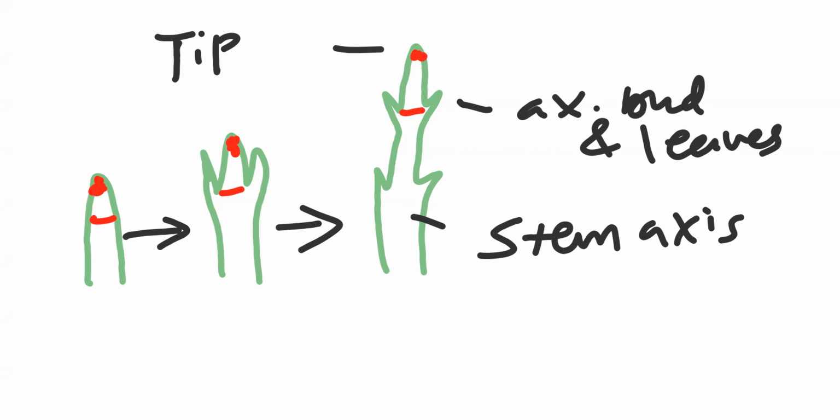This is how the stem axis keeps growing, keeps leaving behind layers of meristem detached from the apical meristem, and they will keep producing the axillary buds and leaves in those positions. This is how the axillary bud and leaves will be born over there. The cells which are left behind from the shoot apical meristem will develop axillary bud over there. Then from this axillary bud, you will later see branches developing.